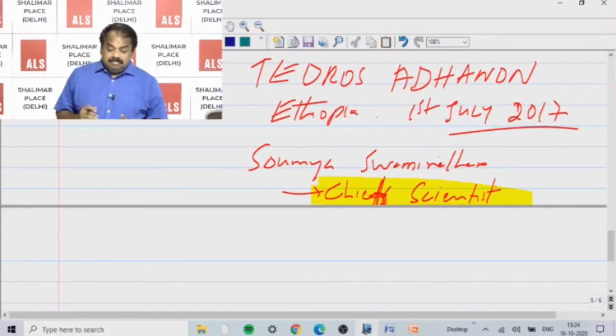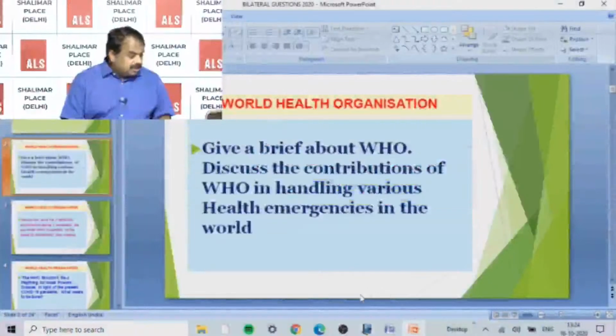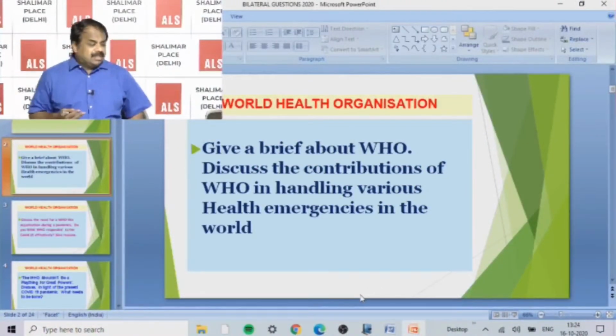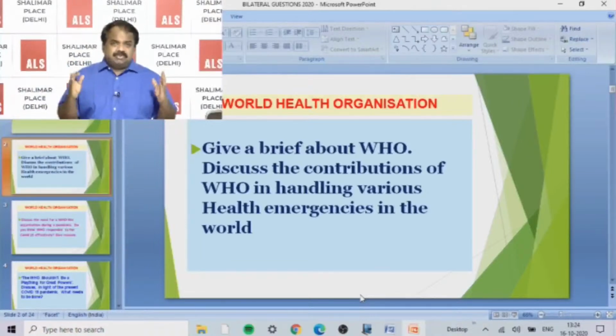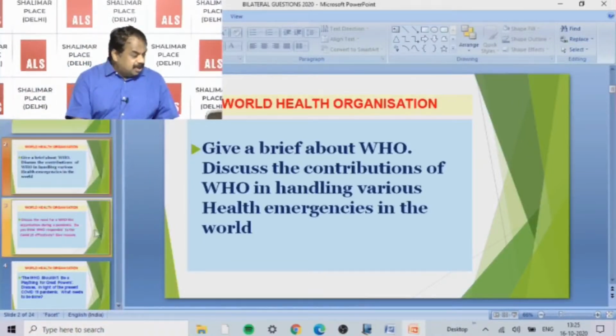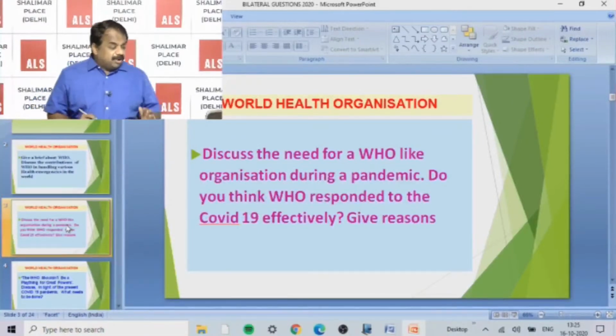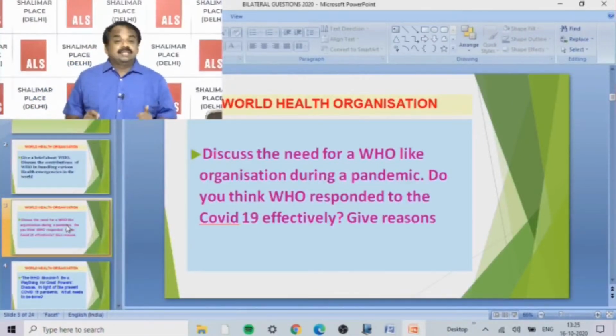So most of the countries, especially the developing countries, as far as pandemics or even health related issues are concerned, WHO is still giving the guidelines and guidance, and WHO plays a very crucial role. This question, I'm sure, asks us to discuss the contributions in various issues. I think we can easily answer if this is only a general question, but we need to know something, so that is why I have put this. Now coming to the second question: discuss the need for a WHO-like organization during a pandemic.